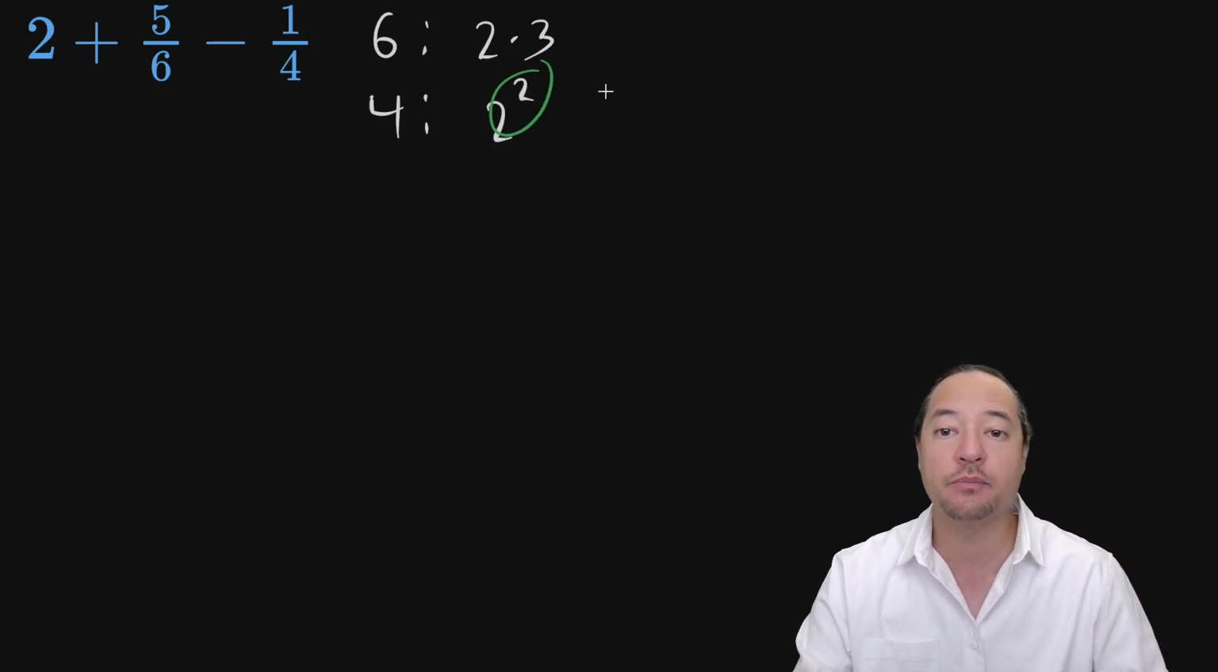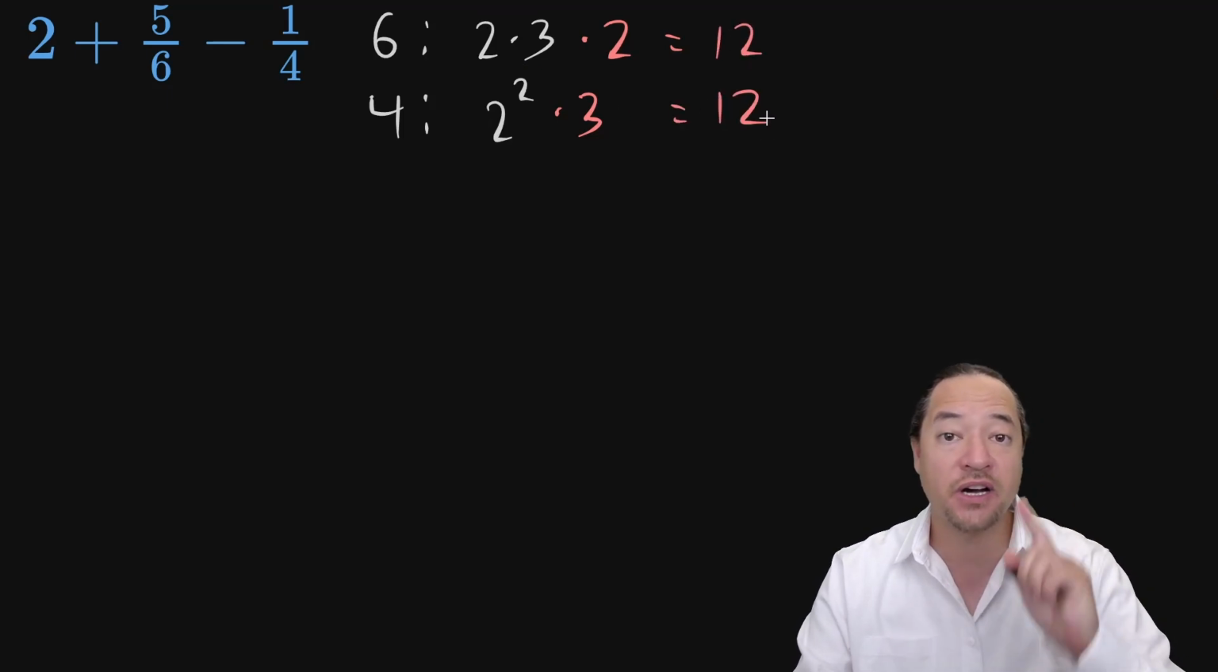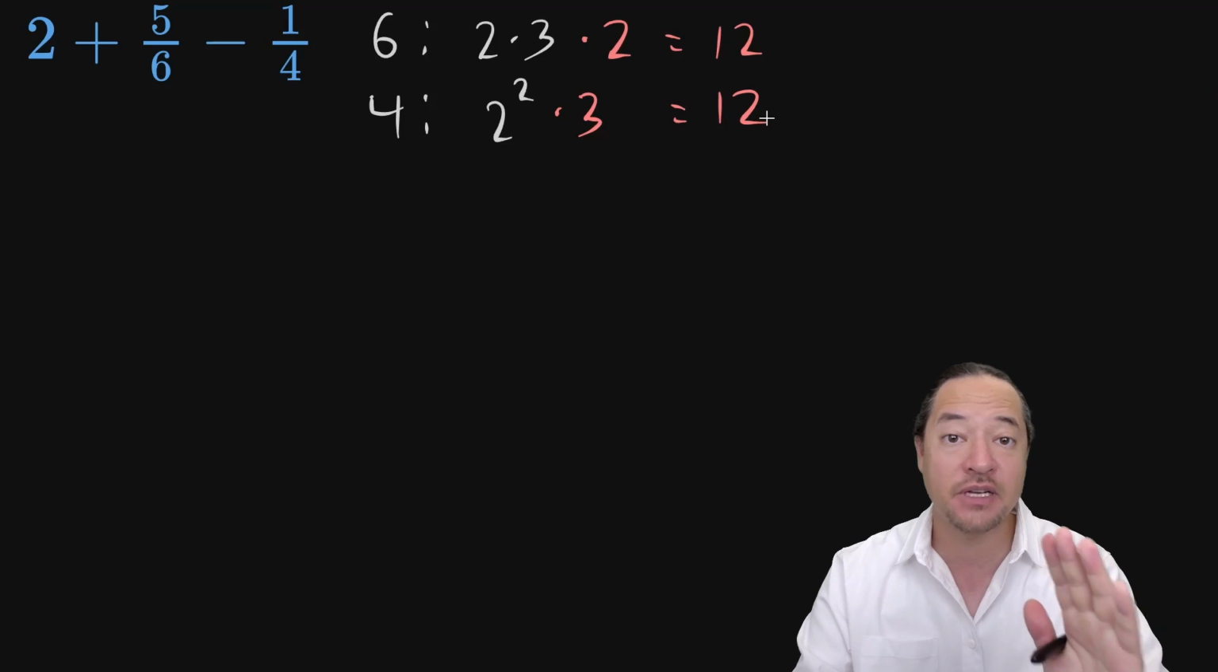Okay, so let's look at the 6. What are we missing? Well, we're missing a factor here of 2. So we're going to multiply in another factor of 2, and 4 is missing this factor of 3, right? So we're just going to multiply in a 3. Okay, so when we do that, what do we get? Well, 6 times 2 is 12. 4 times 3 is 12. 12 will be our least common denominator.